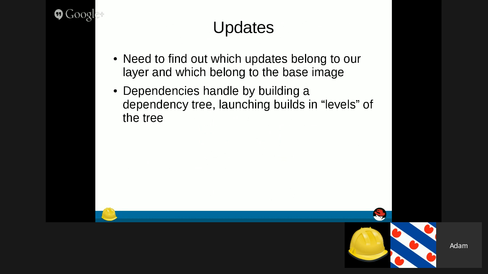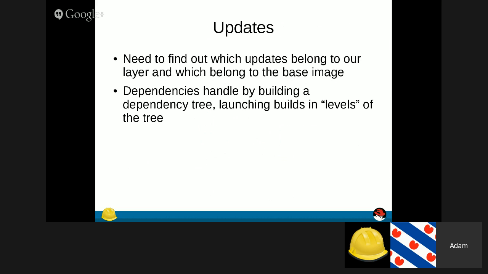There's also a need to handle dependencies when updating images. Again, because they are built one atop another, the best approach is, again, to build the lower ones first and then layer the newer ones atop of them. I handle this by building a dependency tree of the images and launching bulk builds in levels of the tree.